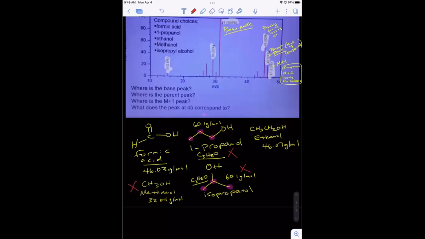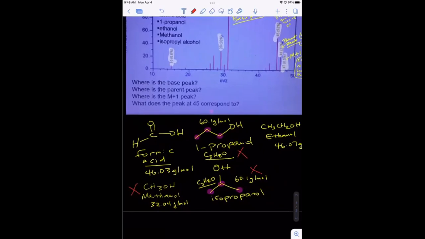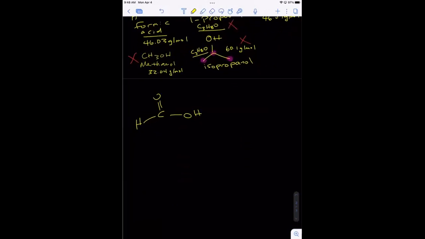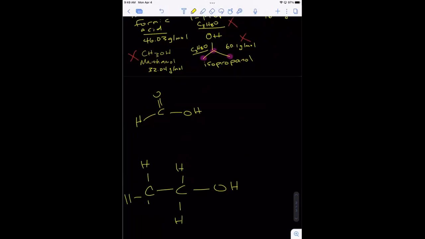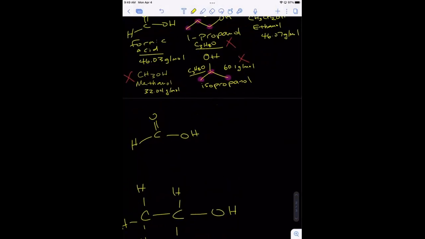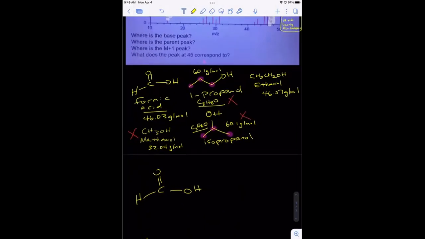So it's got to be formic acid or ethanol. It's got to be one of these two. So let's take formic acid down here. So this is again formic acid, and this is, I'm going to write this out. I feel like I'm doing a Khan Academy video with this black background. All right. So this is ethanol. This is formic acid. Now, what we need to do is think about the fragmentation patterns.